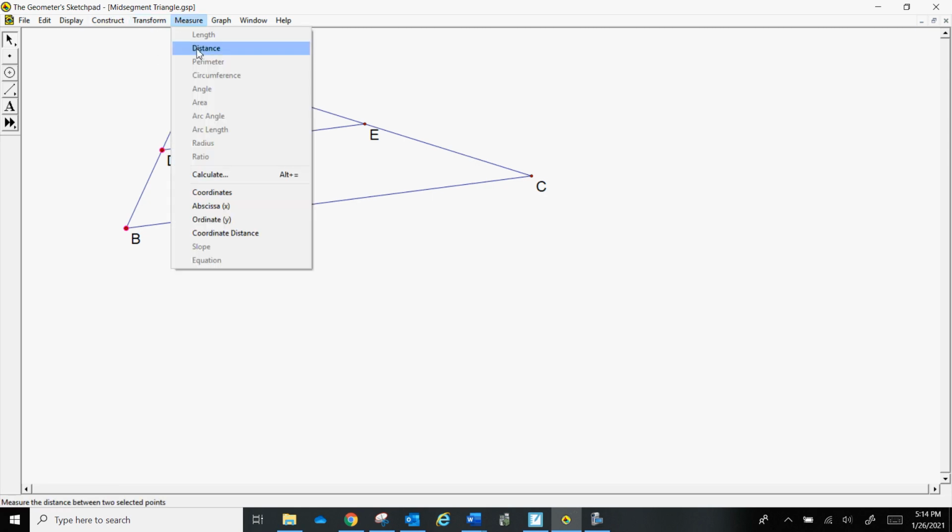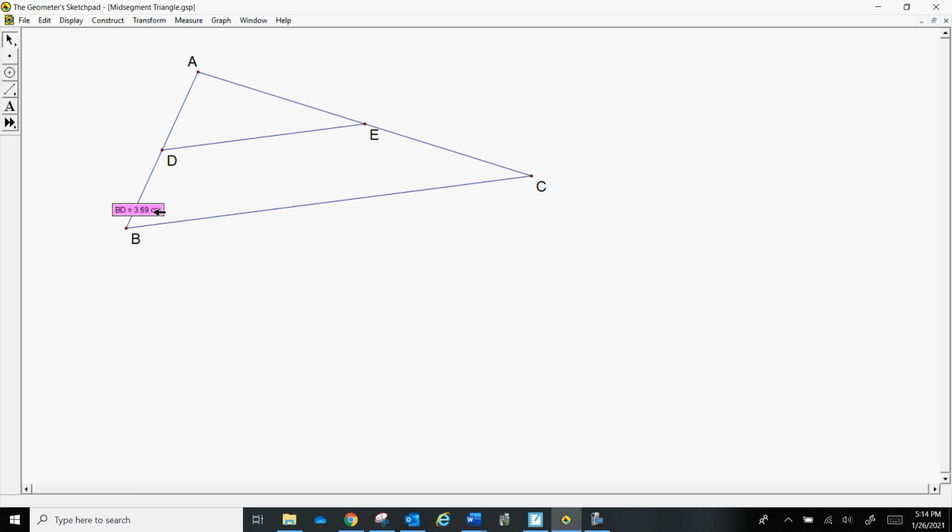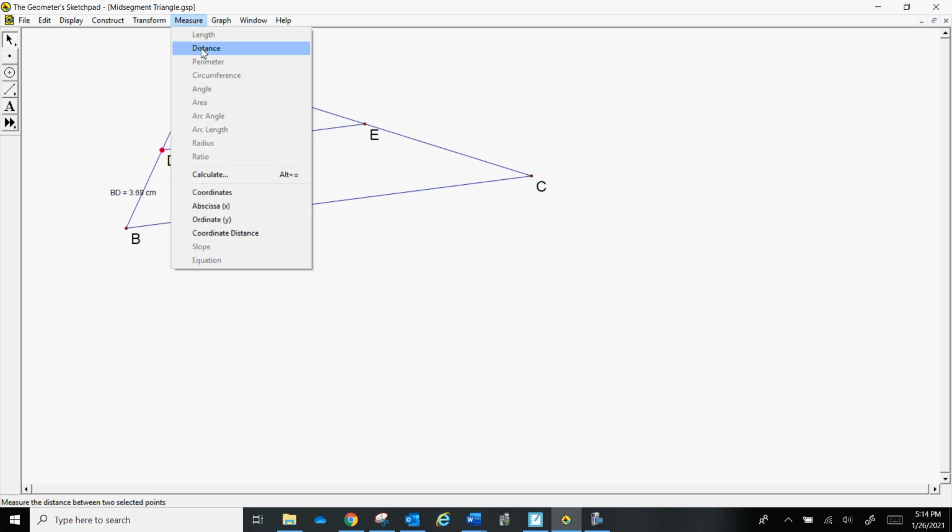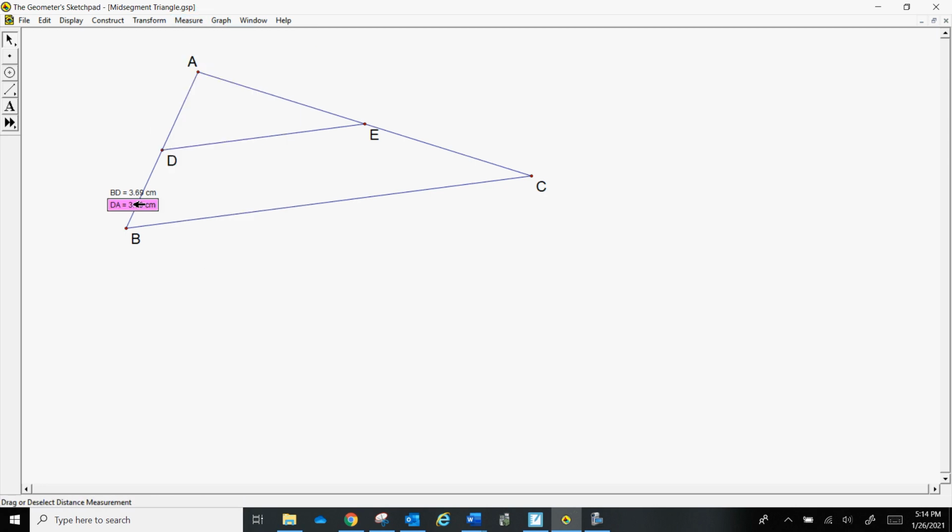that length right there, that's 3.69, and if I come over here and I measure from A to D, that's 3.69. So D is a midpoint right there. And you can see as I move that around, D stays right there as a midpoint. And E is going to do the same thing right over here.